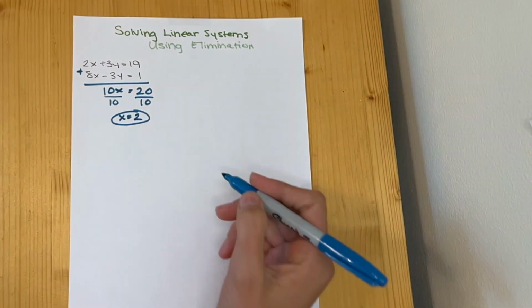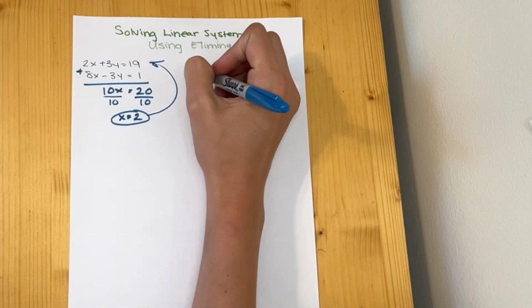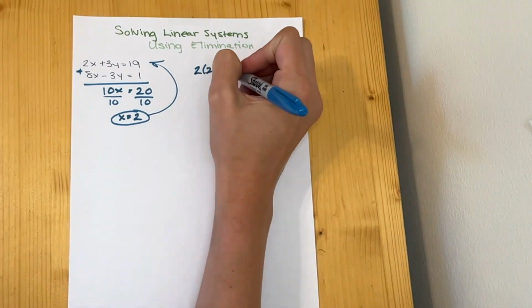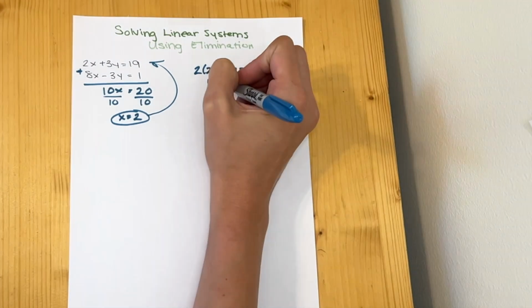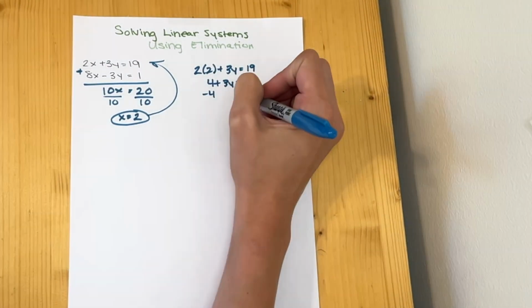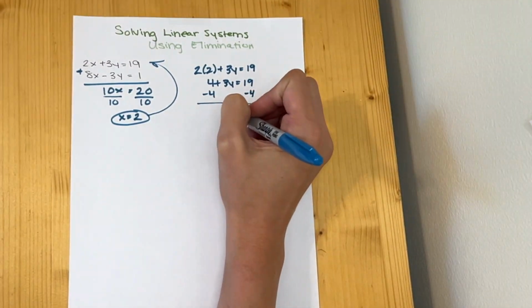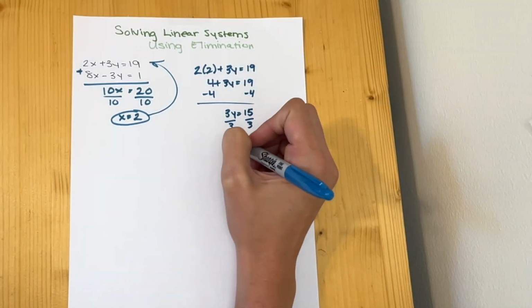So because we're eliminating, we eliminated that y variable. Now I'm going to plug this back into that first equation to solve for the y. So 2 times 2 plus 3y equals 19. It's going to be 4 plus 3y equals 19. Subtract the 4 on both sides. We get 3y equals 15. And then divide by 3, y equals 5.